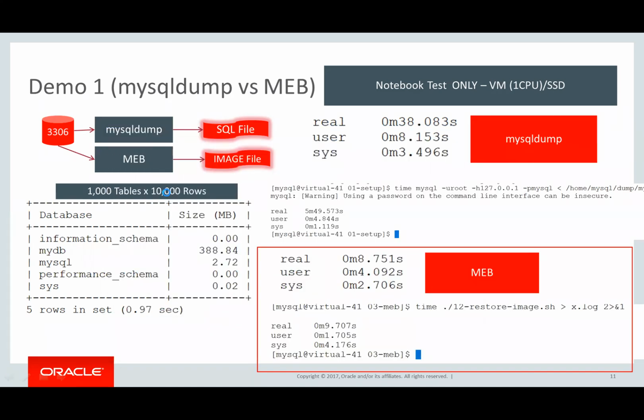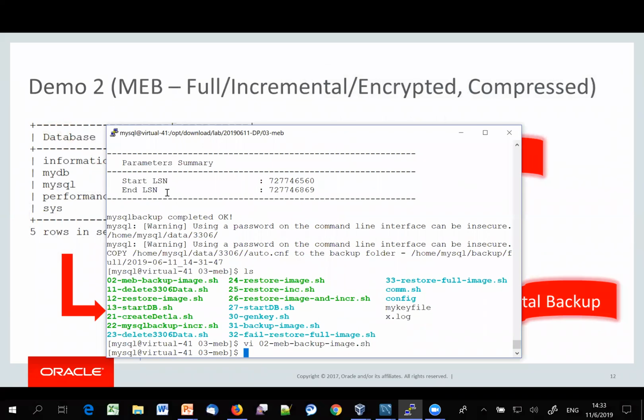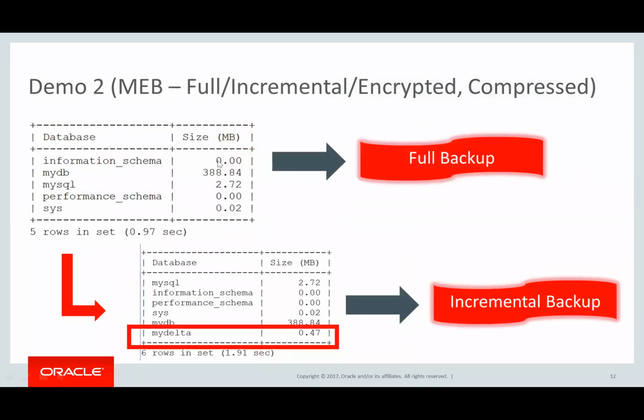So what next? Let's look at how we do a full, incremental and encrypted compressed backup. Forgive me, I'm not going to restore the data in this demo at this point, to save a little bit of time. Let's look at how this works. First, I do the full backup again, and I will make a few deltas. The delta is another database with a very small size, and I create the incremental backup, which should be a smaller backup.